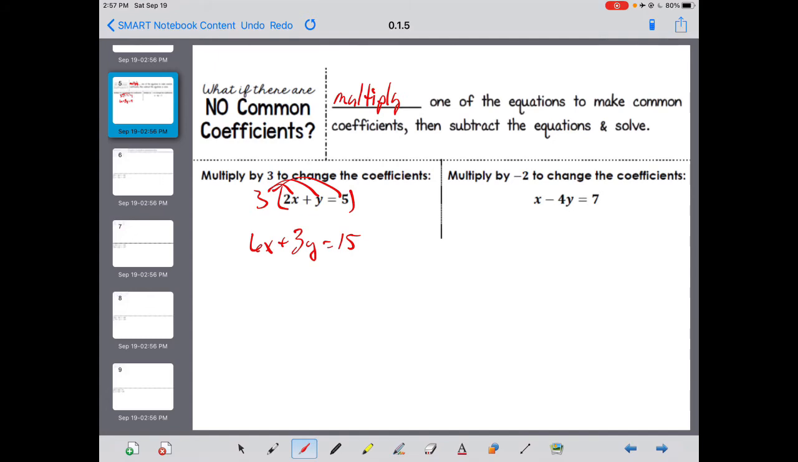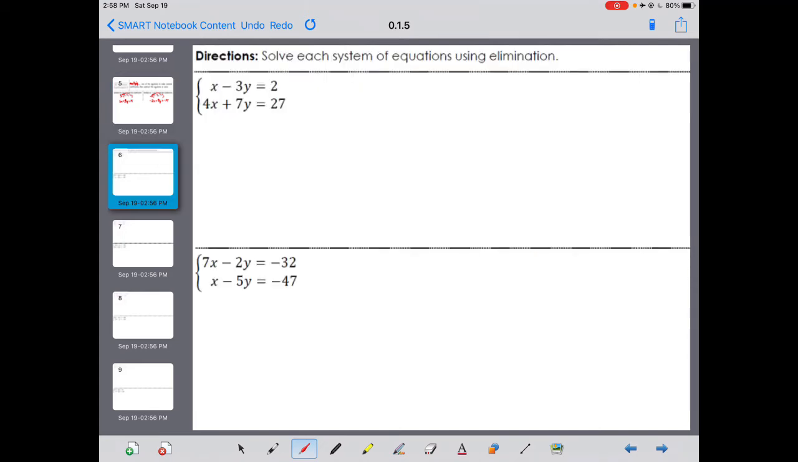So we can also multiply by a negative number if we want to. We change the sign of the variable along with the coefficient of the variable. So negative 2 times x is negative 2x. Negative 2 times 4y is positive 8y. And negative 2 times 7 equals negative 14. So maybe we need to do more than change the sign. Maybe we need to do more than just change the coefficient. Maybe we need to change both. We can multiply by a negative number. So let's see what that looks like.